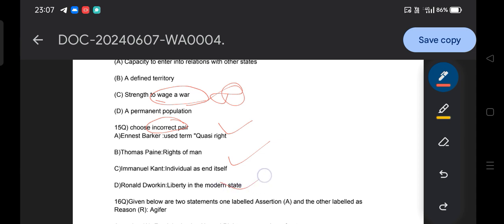Ronald Dworkin is not related to Liberty in Modern States. It is Harold Laski who wrote the book Liberty in Modern States. He also wrote another book, A Grammar of Politics, and a theory of modern states. So these are a few important books. And Ronald Dworkin wrote the book Taking Rights Seriously.